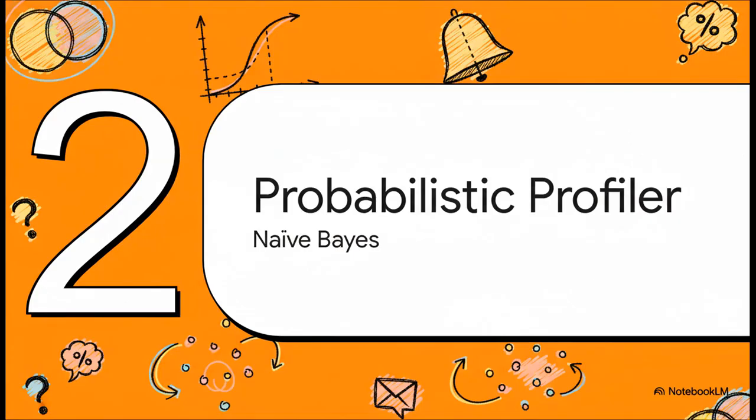All right, let's meet our second thinker. This one is less of a detective and more of a probabilistic profiler. It doesn't really care about rigid rules. Instead, this character plays the odds, constantly updating what it believes as new evidence comes in. And this is the logic behind the naive Bayes classifier.